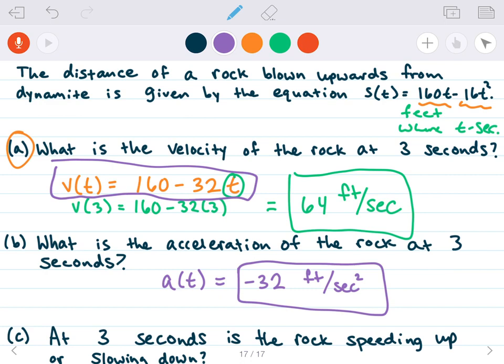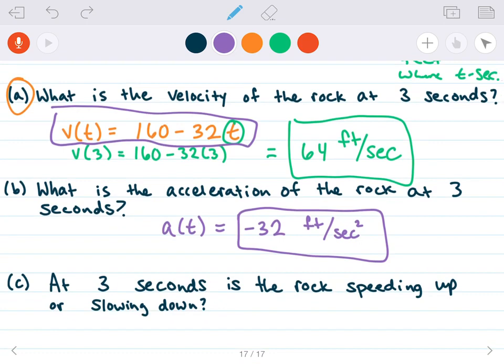Right, because if I had a variable, I would plug 3 into it, but it appears that acceleration is going to be a constant number throughout this rock's flight, and that number is negative 32. All right. Let's go to the next one.